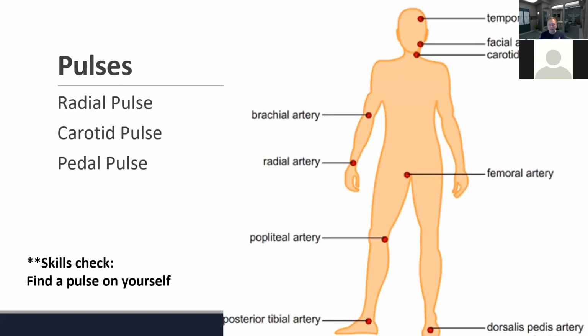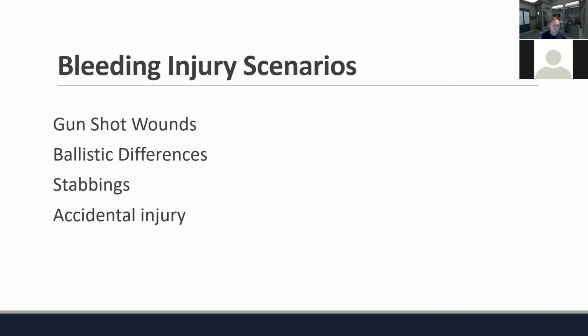So again, if you want to take just a moment to locate your radial pulse or your carotid pulse. The whole point is to understand the blood flow in the body and to understand what you would see that could be the greatest threat of life to your friend or to yourself if you're injured. And again, different types of bleeding injury scenarios.